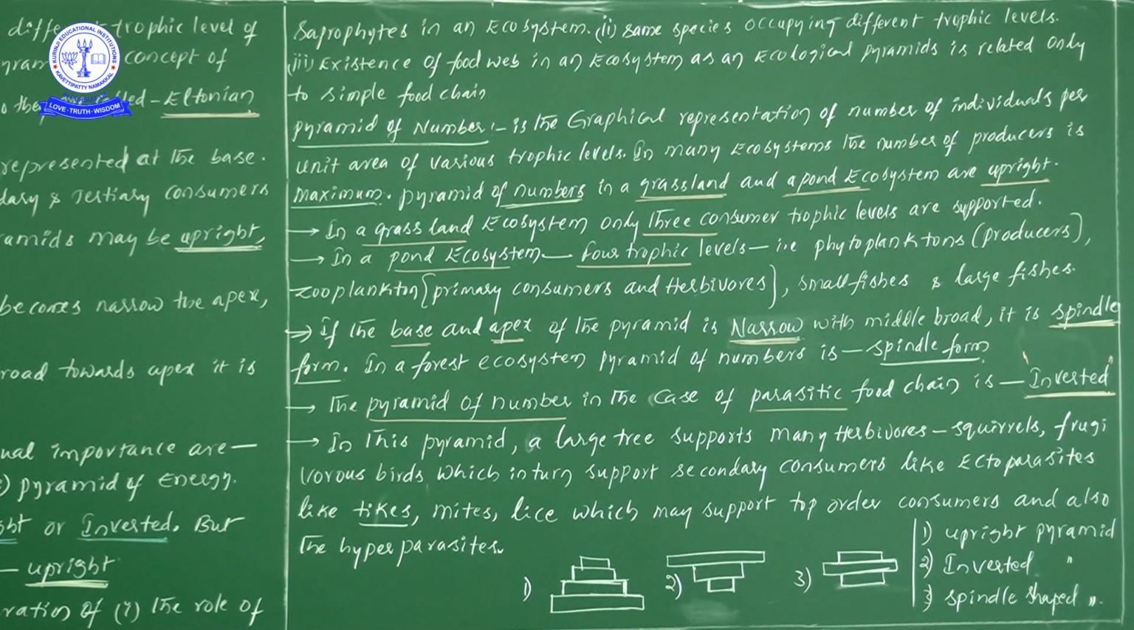Already I have given information regarding these three diagrams. First one indicates upright pyramid, second one indicates inverted pyramid, and third one spindle shaped pyramid. The remaining two pyramids to be explained are pyramid of biomass and pyramid of energy. In the next video I will definitely explain pyramid of biomass and pyramid of energy.